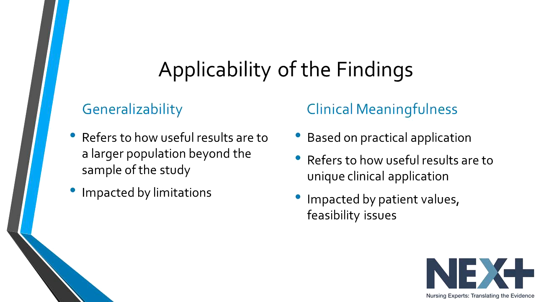Very simply, generalizability refers to how useful the results of a study are for a broader group of people or situations. So if the results can only be applied to a very narrow population or in a very specific situation, the results have poor generalizability. Generalizability is influenced by the limitations of the study.